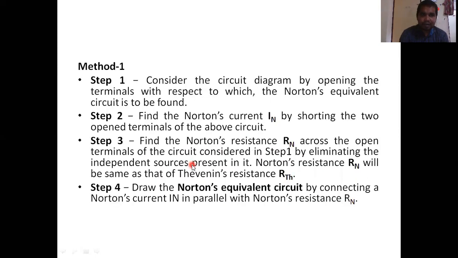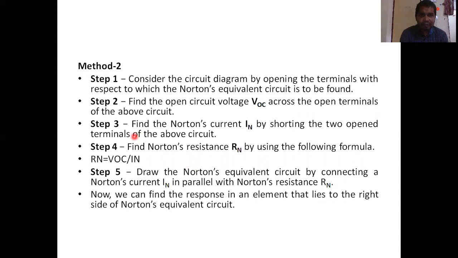Another method is that you determine the open circuit voltage across the load, the Thevenin voltage, and you determine the short circuit current. Then find the Norton resistance as voltage by current, by Ohm's law. Then draw the Norton equivalent circuit by connecting the current source with the parallel resistance and the parallel load. Then you determine the current by the current division rule. This is another method.